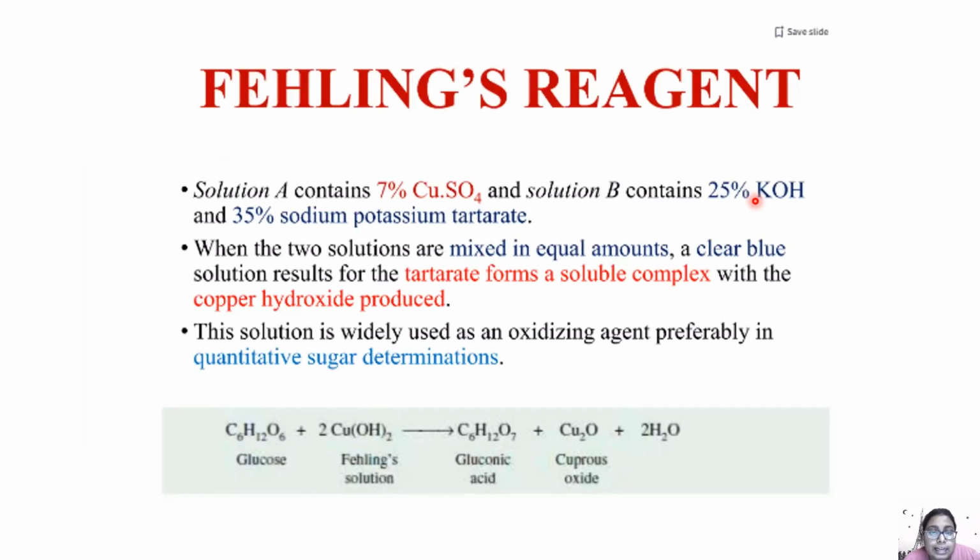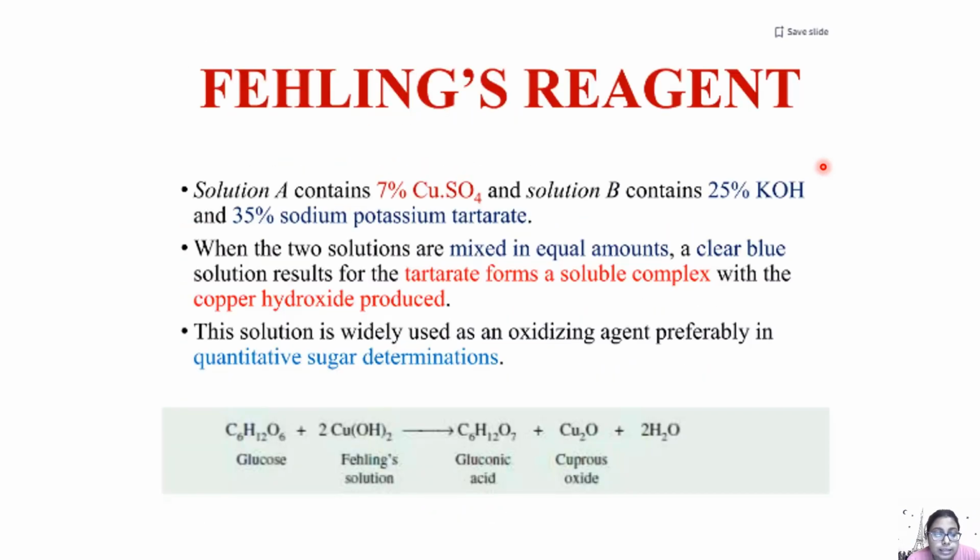So this is the Felling's reagent. Solution A in the Felling's reagent contains 7% copper sulfate, CuSO4, and solution B contains 25% KOH, or potassium hydroxide, and 35% sodium potassium tartrate. When the two solutions are mixed in equal amounts, a clear blue solution results, because the tartrate forms a soluble complex with the copper hydroxide produced. Copper reacts with KOH to form copper hydroxide. This solution is widely used as an oxidizing agent, preferably in quantitative sugar determinations.